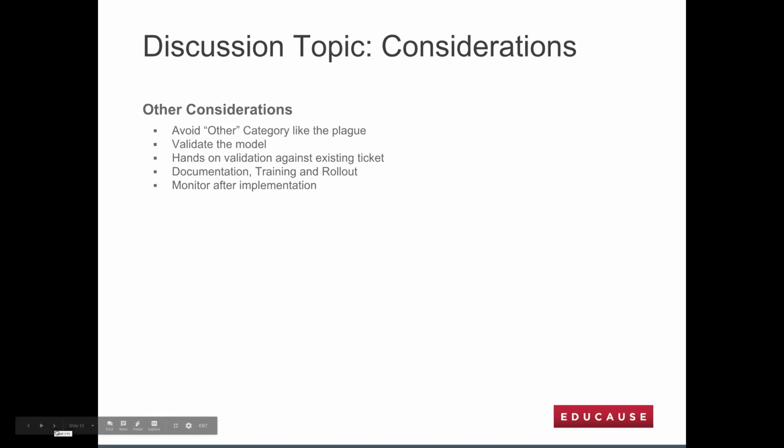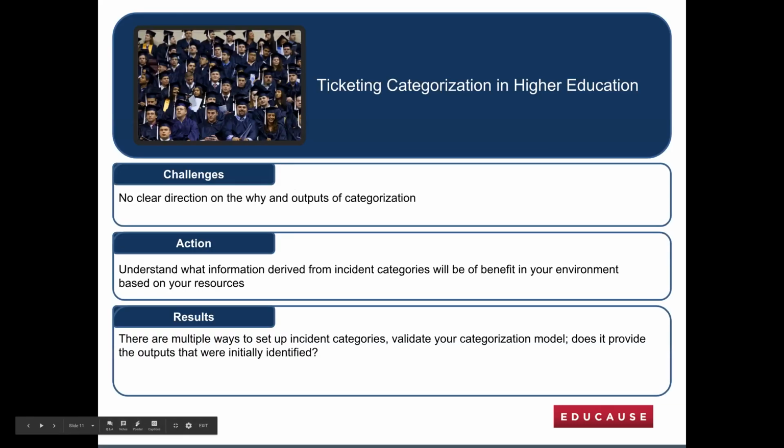Okay, I think that's it on my slides. We have this slide in here. Some of the challenges: no clear direction on why and outputs of categorization. You make sure you really understand your model, the maturity of your organization, and what you're trying to achieve. Okay, very important. Understand what information derived from incident categories will be of benefit to your environment based on your resources. There are multiple ways to set up incident categories.